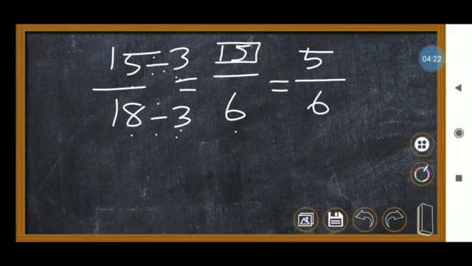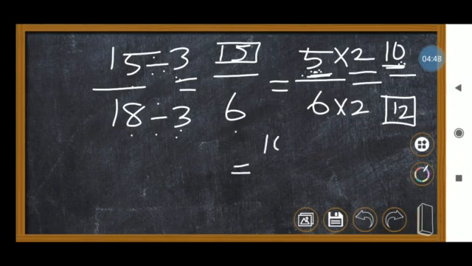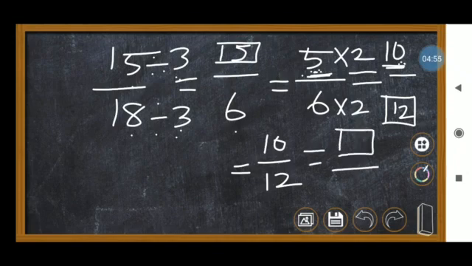After that, 5 by 6 is equal to 10 divided by a box. Now, this is a small number going to a big number, both numerators, so we have to multiply. Which number multiplied with 5 gives 10? Only 2. So 5 twos are 10, 6 twos are 12. So it is 10 divided by 12. That is the next box we found. The last two boxes are a box divided by 30.